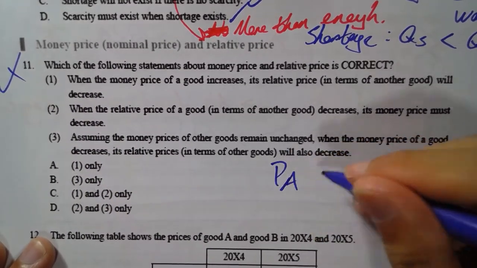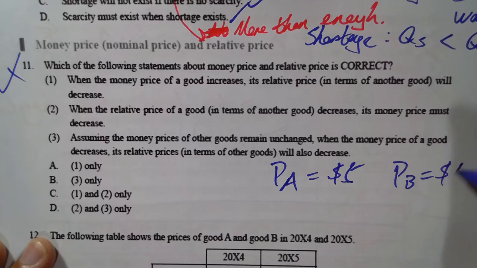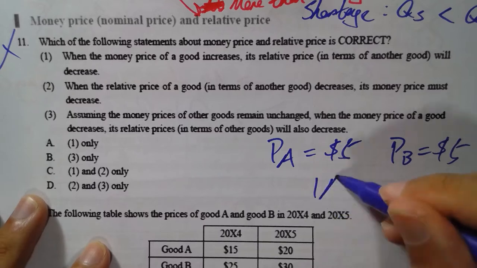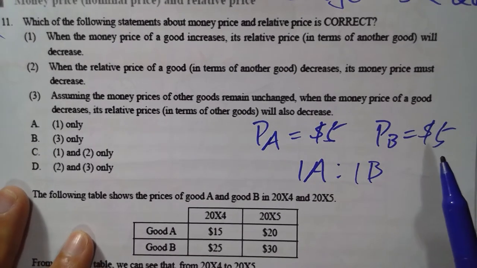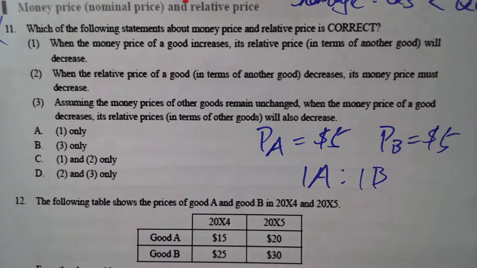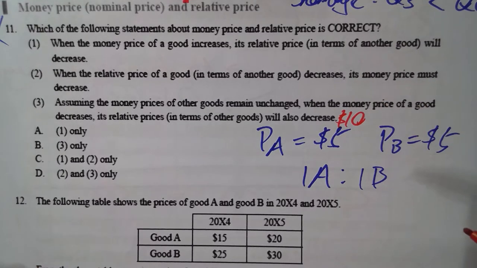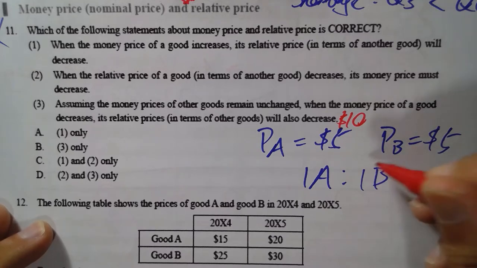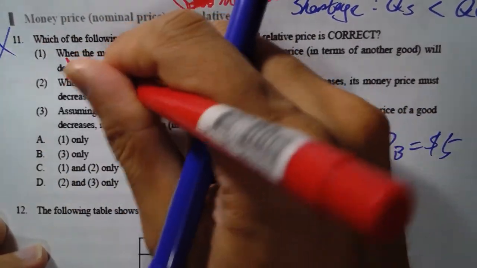Let's say PA, price of good A is $5. Price of good B is also $5. Okay? Now originally, when you buy one good A, you are giving up one good B. 是不是啊? 因為大家都不問嘛, 是不是? Now let's say here, now PA becomes $10, okay? So now, if you buy 1A, you're using $10, you are actually giving up 2 good B. Actually, not decrease, but increase.